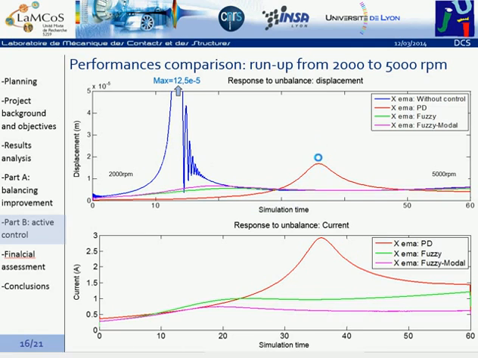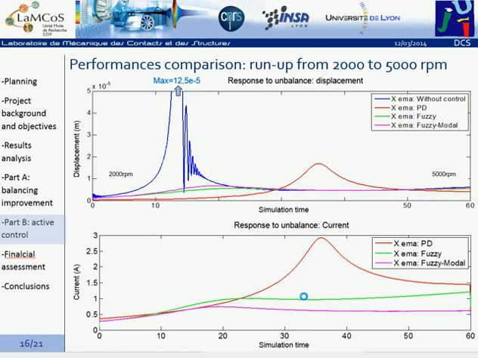PD controllers, as you can see here, are stiffer because the critical speed has been displaced. This is similar to the critical speed map that we have shown at the beginning of the presentation. And regarding the consumption, the PD controllers represent the maximum consumption, and fuzzy modal controllers represent the minimum consumption. Nevertheless, this is a really ideal representation of the controllers.